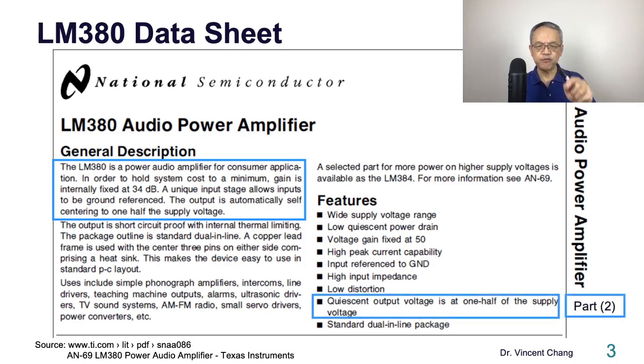One of its important features is that its quiescent output voltage is at 1/2 of the supply voltage. I will explain this in the next video, which is part 2. In part 3, I will teach you about the AC analysis to prove the voltage gain of this power amplifier is fixed at 50, which is 34 decibels.